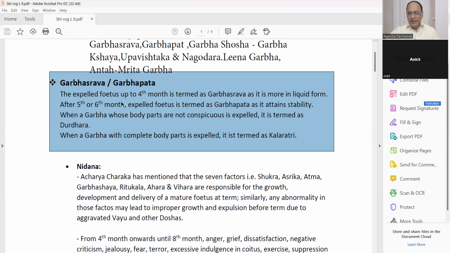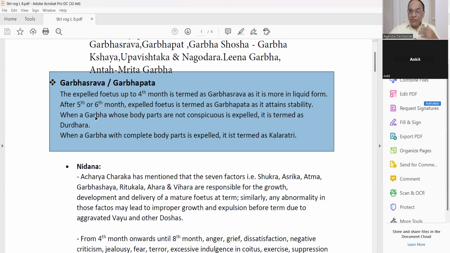The expelled fetus up to the 4th month is termed as Garbhasrava, in liquid form. Please write down, not the whole sentence. Write down: 4th month, dash, liquid, dash, Garbhasrava. 1st month, 2nd month, 3rd month, up to 4th month, if only liquid goes out and the pregnancy ends, then that is Garbhasrava. Next sentence.